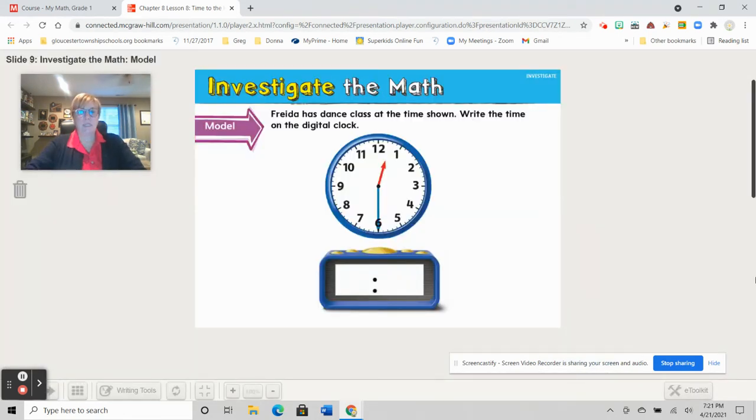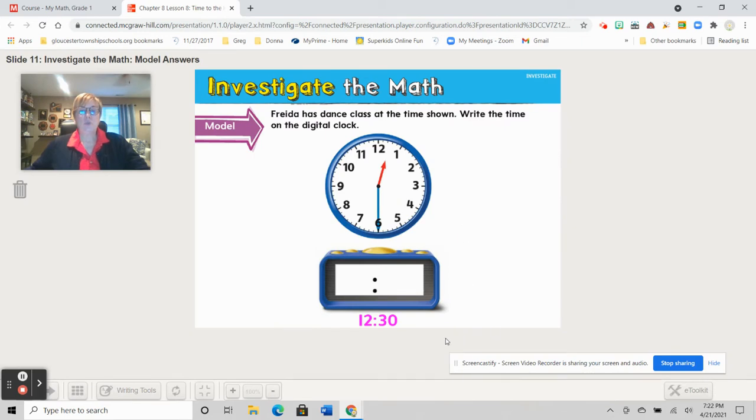Frida has dance class at the time shown. Write the time on the digital clock. Okay, so you can use your whiteboard, and draw the hour and the colon and the minutes. And then come back to check your answer. Okay, ready? Here we go. Let's check our answer.